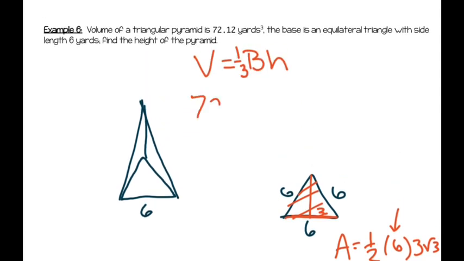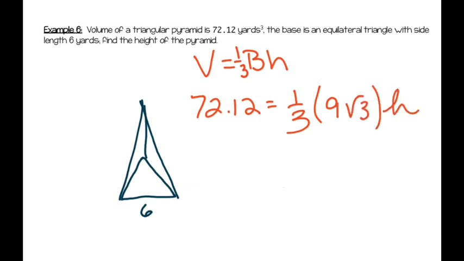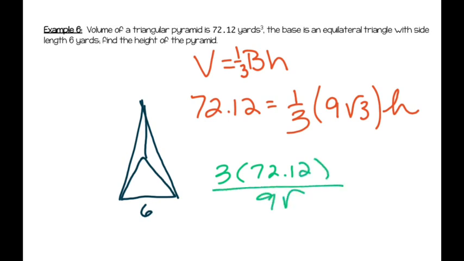So that's my capital B. So I'm going to say 72.12 is equal to 1/3 times the capital B, which is going to be the 9 square root 3, and then times the height. So I'm going to solve that. I'm going to multiply both sides by 3. And then I'm going to divide by 9 square root 3. Okay, so write it on your paper first and then put it in your calculator. I do expect to see the work that you're doing and not just answers appearing. So show me what you're doing.